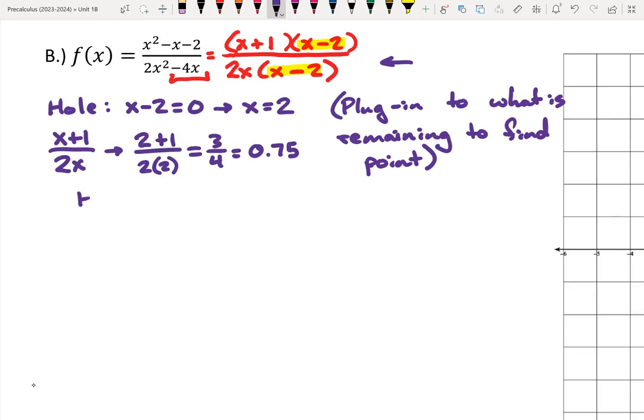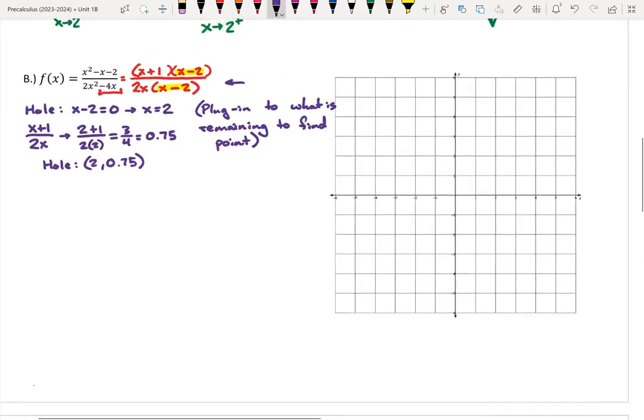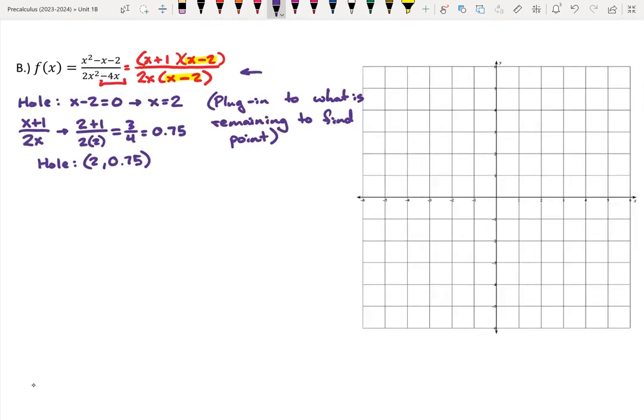So now I know my hole is located at the point (2, 0.75). And I can go ahead and put that on my graph. So at (2, 0.75), about right there, I'm going to have a hole. So above a half, below 1. Halfway between a half and 1, 3/4. So if you have a hole, you do want to find where it's located, and you do that by plugging it in to whatever's remaining after canceling out the hole.